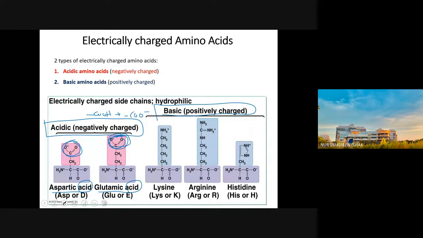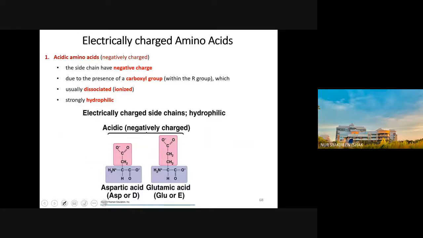So for basic, you have lysine, arginine and histidine. Look at what their side chain has: an amino group. So being basic, they have positive charge. For acidic amino acids that are negatively charged, they have negative charge at the side chain due to the presence of the carboxyl group, usually ionized in the aqueous solution, obviously, in the aqueous environment of your body cells, and they are strongly hydrophilic. Hydrophilic means that it is attracted to water molecules. They can ionize in water, releasing hydrogen ions into the surrounding.